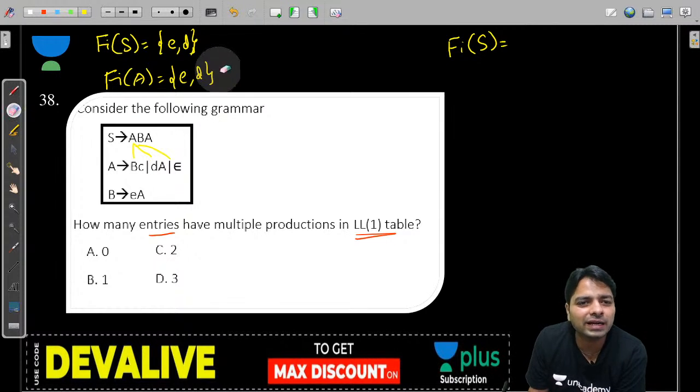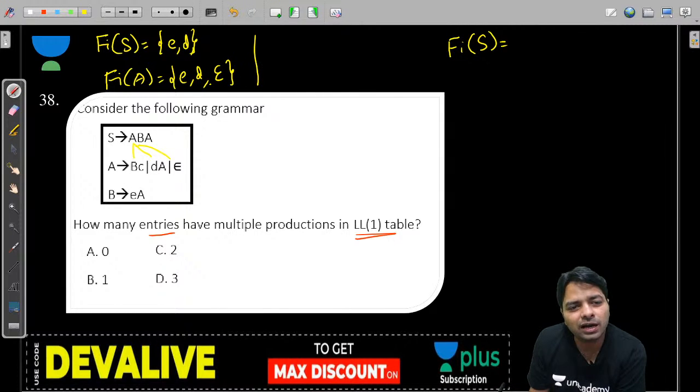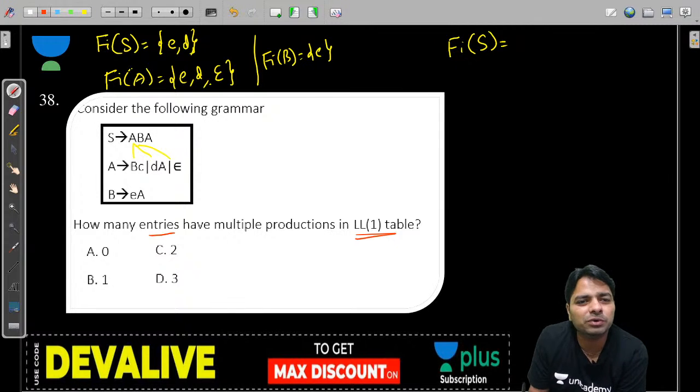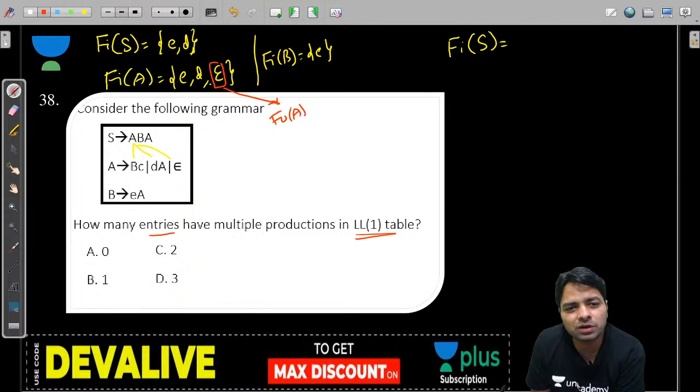And here you can get epsilon. You can get epsilon because A can derive it directly. And first of B is very simple, it is E. So here you are required to compute only follow of A. Only follow of A you require to compute.